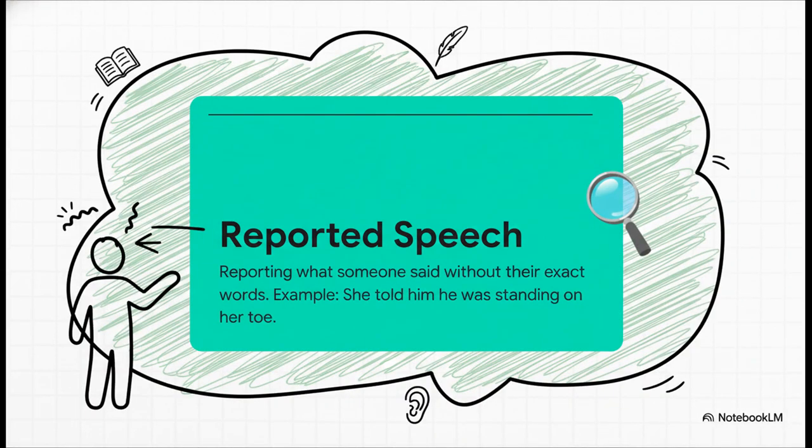Now, indirect speech, that's more like being a storyteller. You're not quoting someone directly. Instead, you're reporting the meaning or the gist of what was said from your own perspective. And notice, no quotation marks, and the sentence changes a little bit to fit the flow of your story.